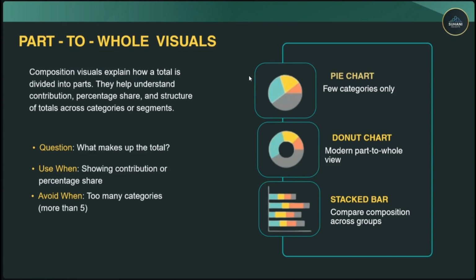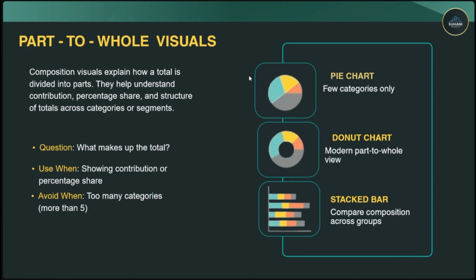If my total is 20 lakhs, 18 is tablet, 12 is phones, and 10 is for laptop. Then what is the percentage share of the three of them? If I want to analyze that, then these visuals come into the picture. Pie chart and donut chart go the same way. They are just like a column chart.